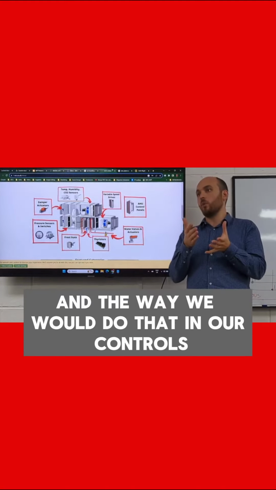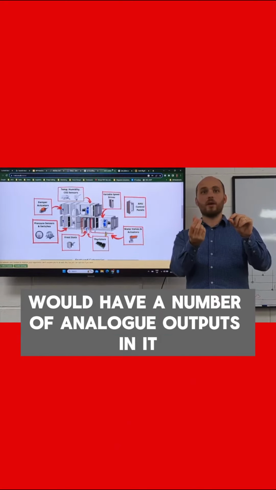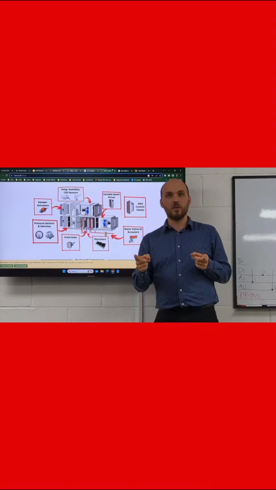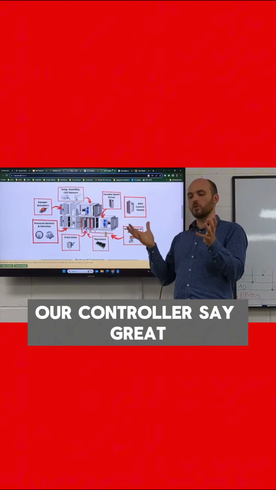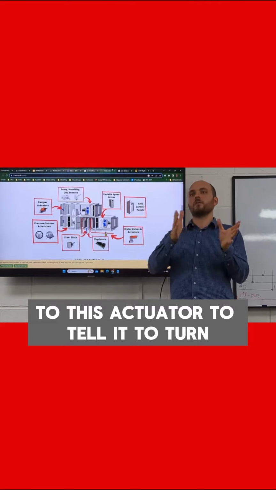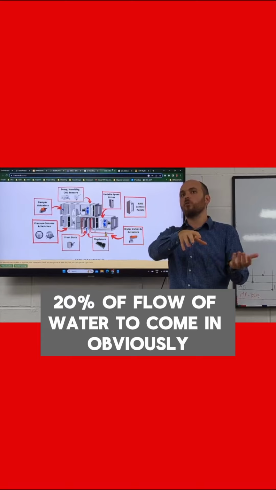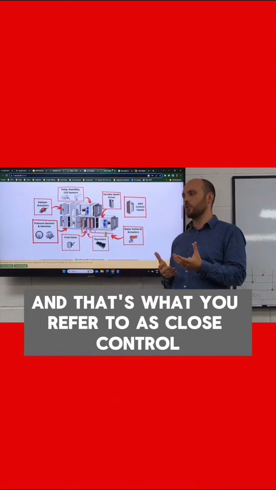So it's between, and the way we would do that in our controls is that the little controller would have a number of analog outputs in it that send out a voltage, which is a 0 to 10 volt signal. And that voltage refers to what the system wants it to do. So our system would say, listen, we need more heating because it's too cold in the room. Our controls will say, great, we're going to send a signal to this actuator to tell it to turn. We're going to send it 2 volts, that's 20%. We're going to open and just let 20% of the water flow come in. Obviously, the more heating you require, the more it's going to need to open. And that's what you refer to as close control.